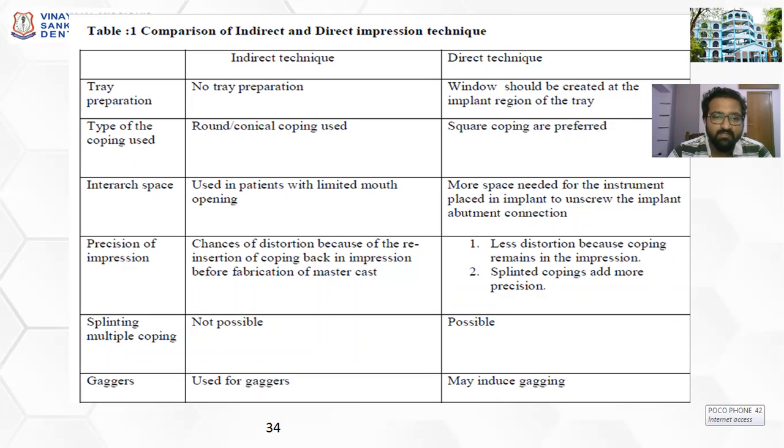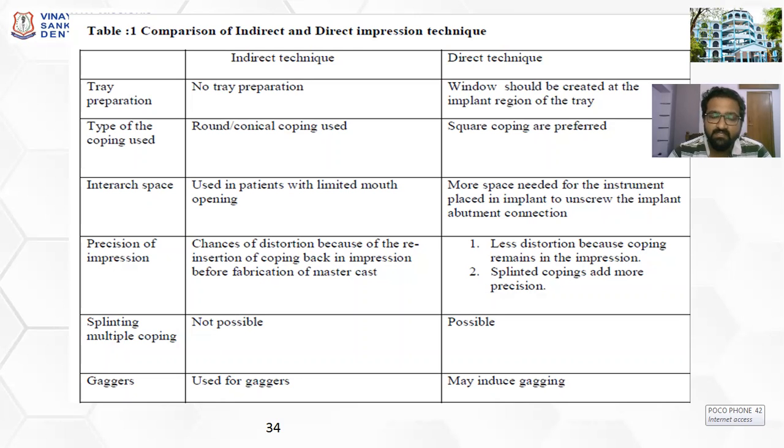What about the intraoral space? The indirect technique can be used in patients with limited mouth opening, but in the direct technique, you need a lot of space or mouth opening. And what about the precision of the impression? There are chances of distortion in the indirect technique, but in the direct technique there is less distortion, because you are going to remove the screw and directly take the transfer coping out. You are not going to manually unscrew the transfer coping and then manually place it on the impression. It is already recorded in the impression.